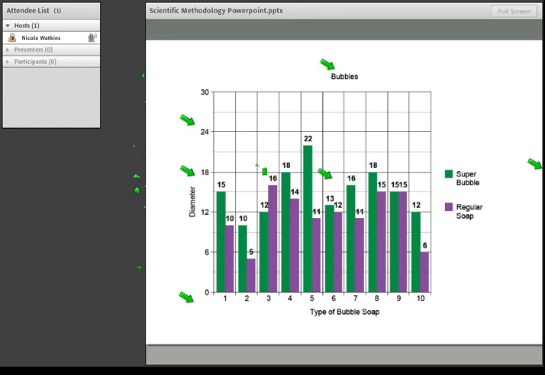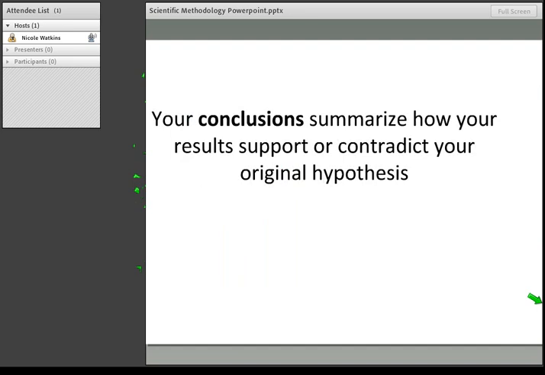One other thing I want to point out with this graph is here. Always remember to have a title for your graph and make sure to label your Y and your X axes. Now here you want to put the metric units. You might want to put in parentheses centimeters so that we'll know what these numbers stand for. So it's also important to have your units after your labels. Your conclusions summarize how your results support or contradict your original hypothesis. Keep that in mind with your science report.